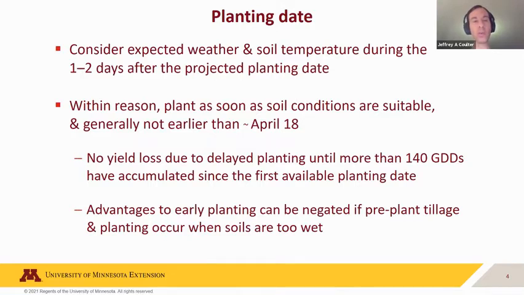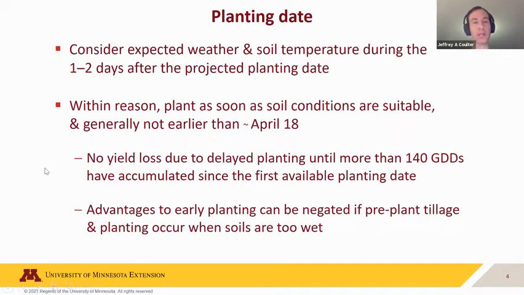In addition, within reason, a good general guideline is to begin planting as soon as the soil conditions are suitable, and generally not earlier than April 18. When we plant earlier than April 18, there's greater risk of corn being susceptible to frost in May and getting damaged by that. In addition, we can also have that corn sitting in the ground longer before emergence.